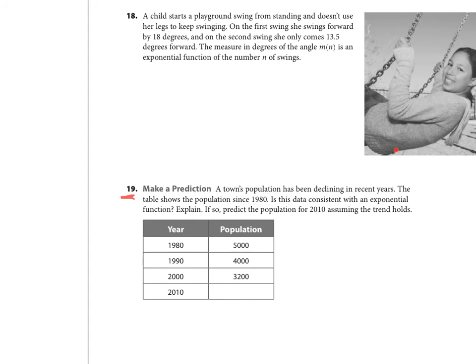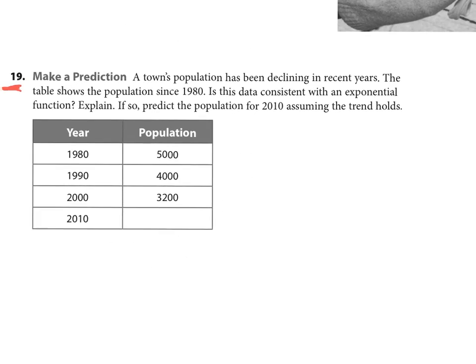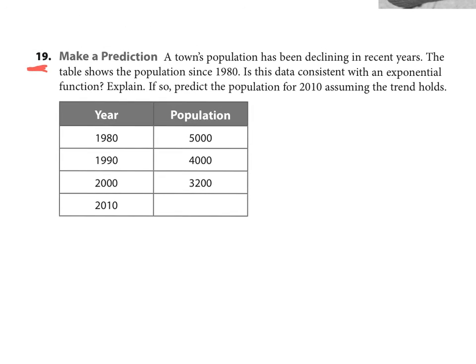Make a prediction. A town's population has been declining in recent years. Okay, declining. That means my b has got to be a fraction less than 1. The table shows the population since 1980. Is this data consistent with an exponential function? Explain. If so, predict the population for 2010, assuming the trend holds. Okay, so if this is since 1980, that's our starting point. This is like our zero term. So this would be like term 1, term 2, term 3.